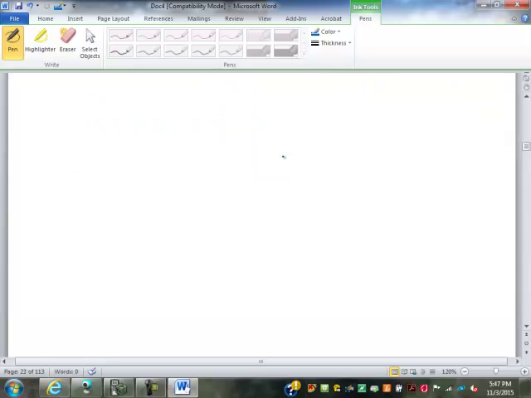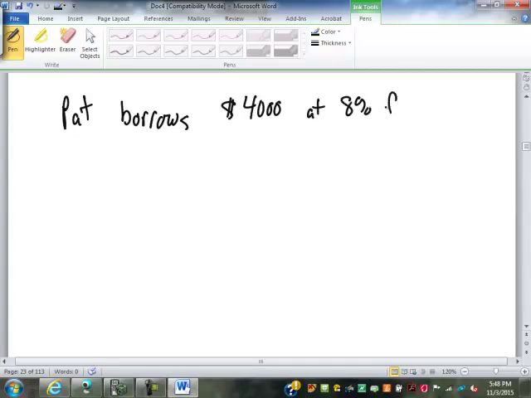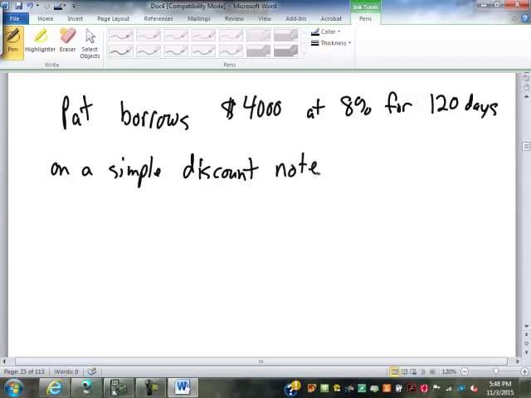So let's look at how this works. Let's say Pat borrows $4,000 at 8% for, let's do 120 days, on a simple discount note. Now, I'm not going to ask any questions here. I'm just going to go through this whole situation and define everything in it.